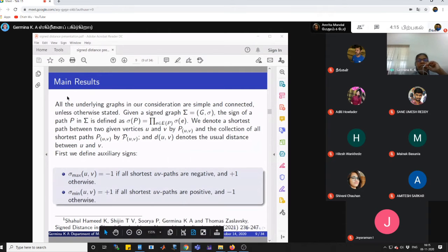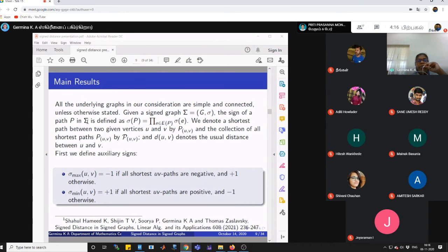So now, coming to these, these are some preliminaries regarding balance in signed graphs. Now we will come back to our topic, that is, as I told you, we are trying to define signed distance in signed graphs. So in this discussion, we will consider only underlying graphs that are simple and connected, and given a signed graph sigma, G sigma, the sign of a path P.